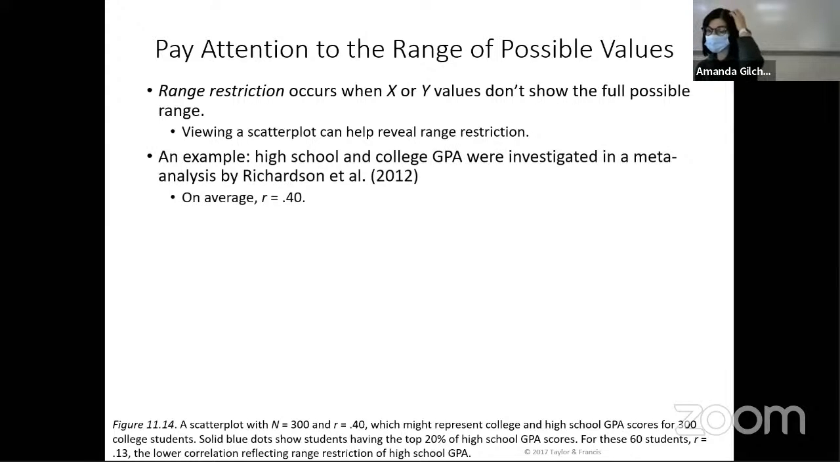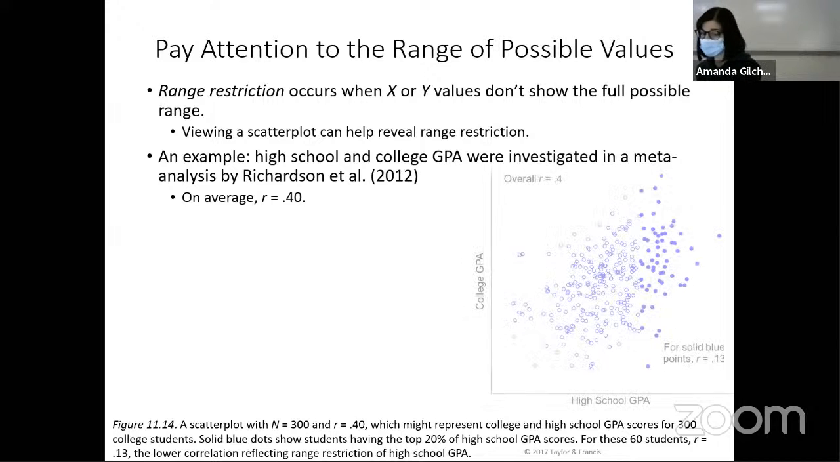So here's one example. Richardson and colleagues back in 2012 looked at a meta-analysis of high school and college GPA. And generally on average, the correlation wasn't bad, but it's probably a little bit weaker than you'd expect. And I know what some of you are like, Dr. Gilchrist, I was really bad in high school and I'm really good in college, or I was really good in high school and I'm really bad in college, or we're kind of all over the place. So it's not like a super strong relationship, but it is a positive one.